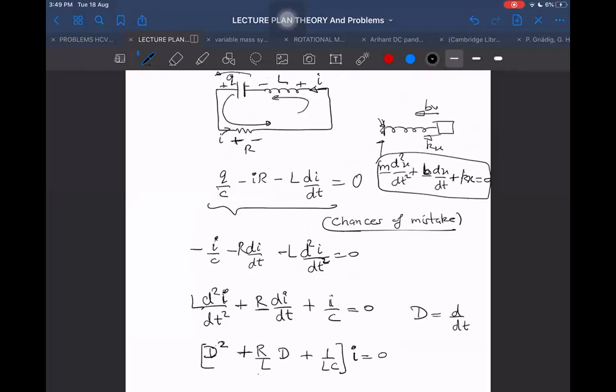Wait a second, I think I am making a wrong analogy here. One thing I had done wrong here: it is not required to be I, it could be just Q only. Why? Because I could write it as dq by dt, this I could write as d square q by dt square, and this I can write as just q by C only. Then this will be plus, plus, plus here.